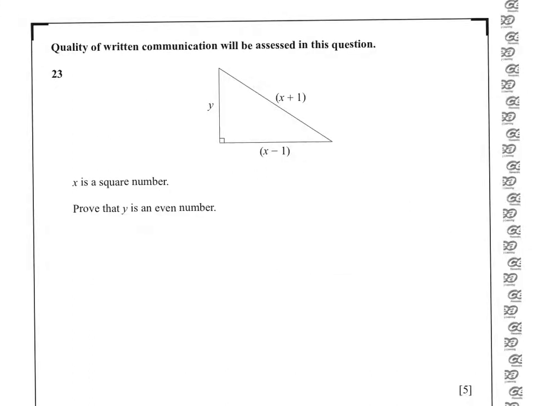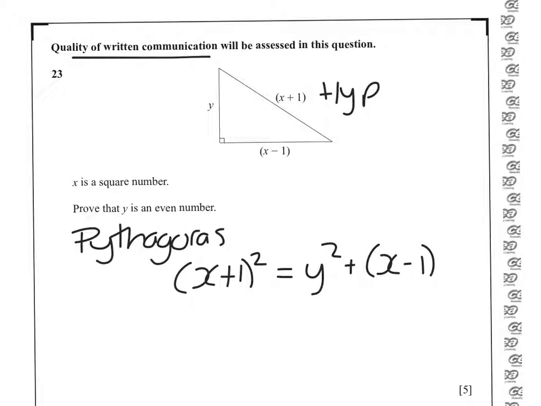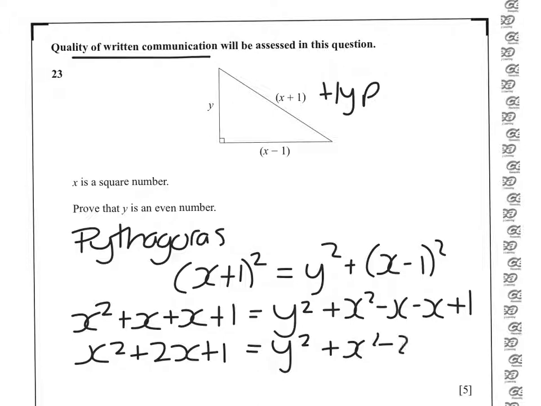I'm going to start this question by using Pythagoras, and I'm writing that out because we're looking at quality of written communication. The square of the hypotenuse equals the sum of the squares of the other two sides. Using FOIL, (x squared plus x plus 1) has to equal y squared plus (x squared minus x plus 1). On the left hand side I have x squared plus 2x plus 1, and on the right hand side I have x squared minus 2x plus 1.